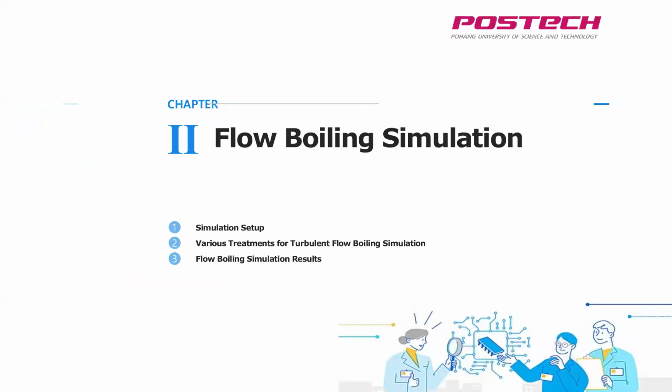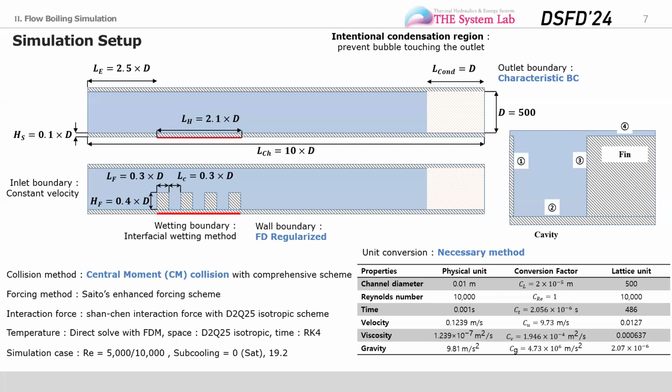And the next part is about the flow boiling simulation. This is the simulation domain for the flat channel and structured cooling channel cases. Various methods for flow boiling simulation are listed below, and the blue and bold keywords are used for high Reynolds number flow boiling simulation with the structured cooling channel. I will briefly introduce this on the next page.